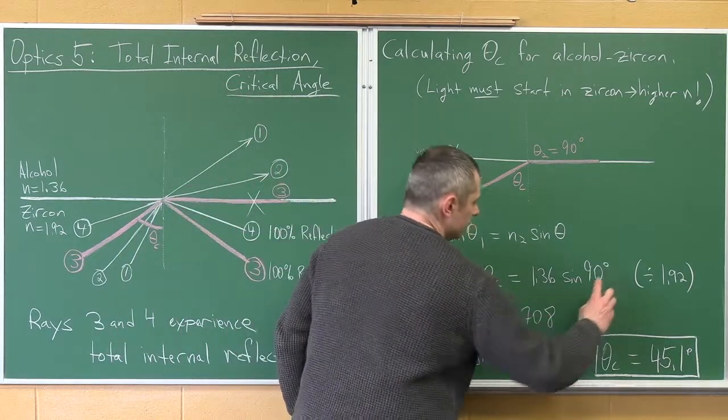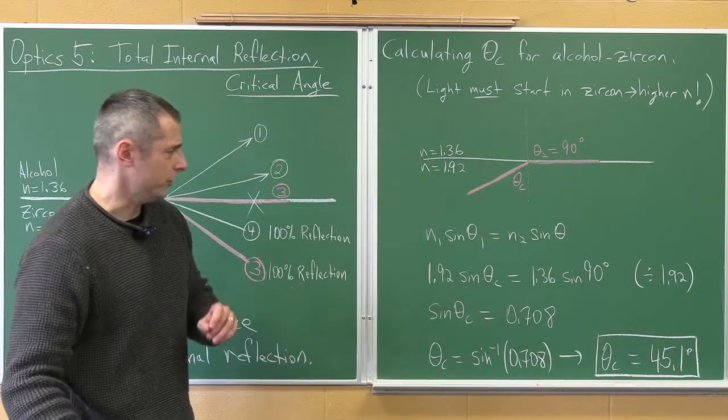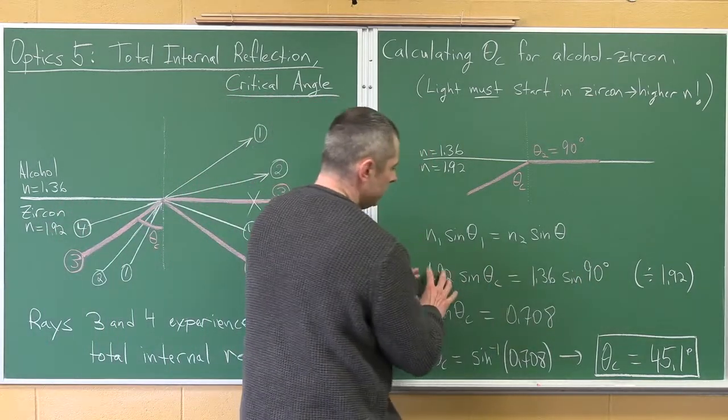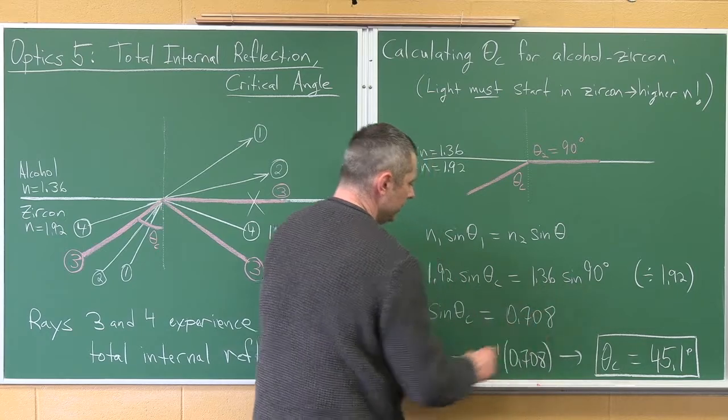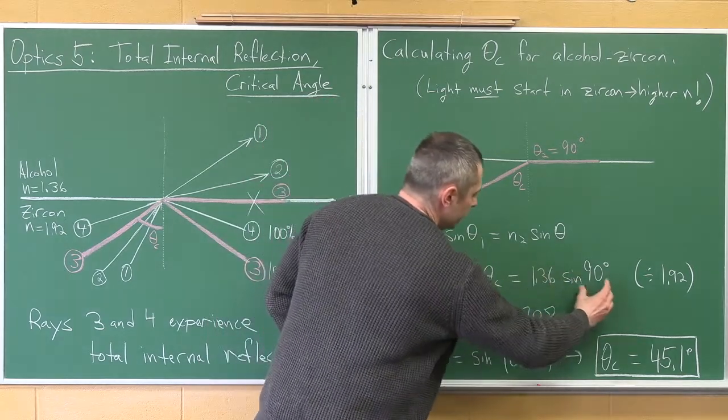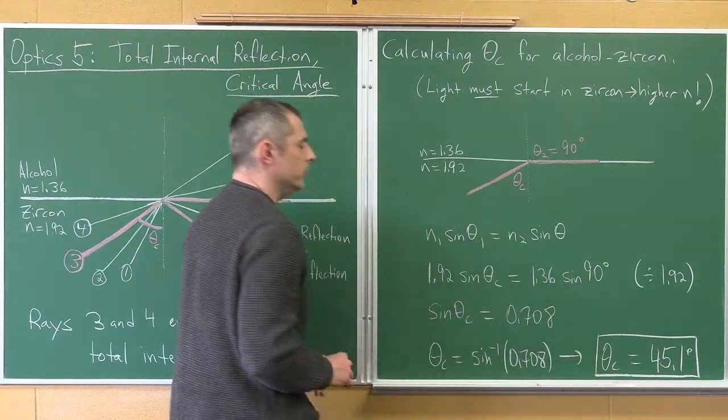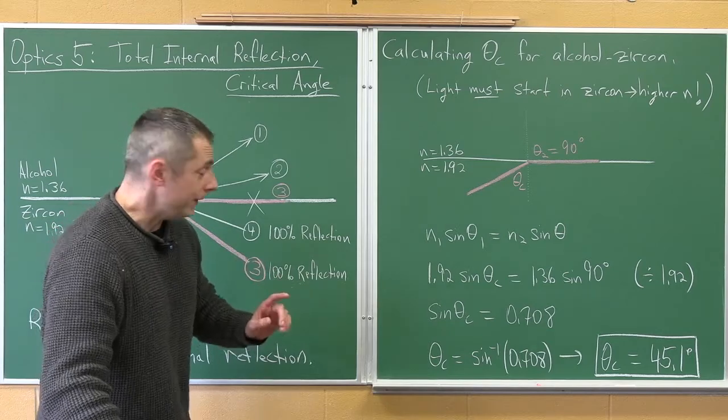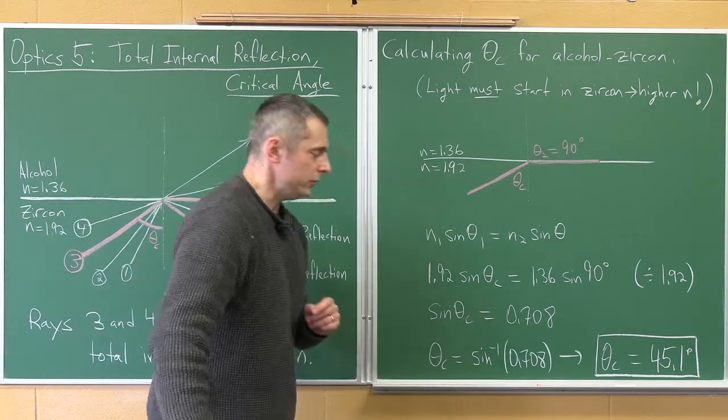Again, don't forget the degree sign. You lose 1 out of 2 points on the Regents. Divide both sides, but because we're solving for this, divide the 1.92 to the other side. This times that divided by 1.92 gives 0.708. So to get the critical angle, I have to take the inverse sine of 0.708.